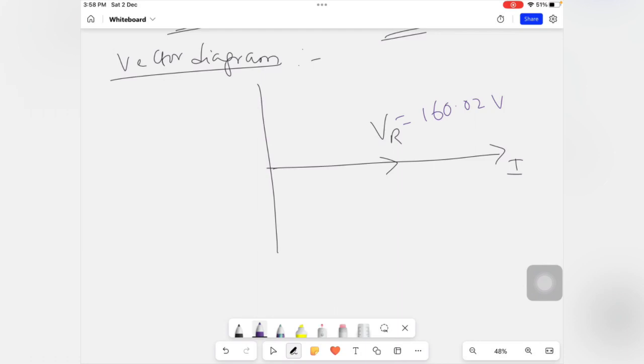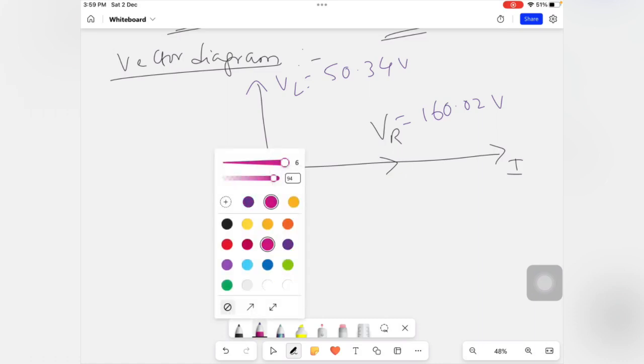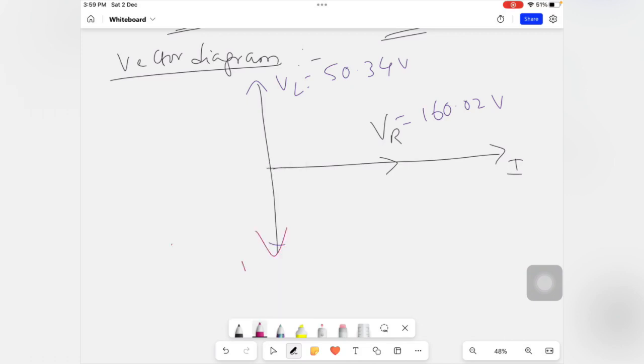Then what about VL? Voltage is leading in case of inductive circuit. So therefore the VL is 50.34 volts, and VC, again current is leading the voltage. This is VC. So VC is equal to 170.016 volts.